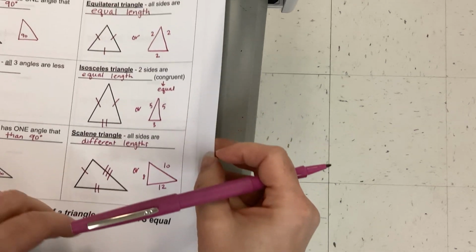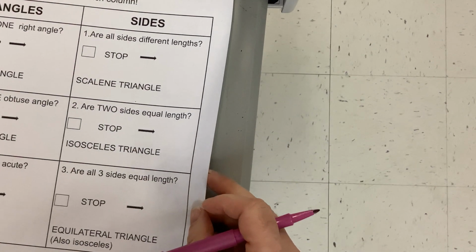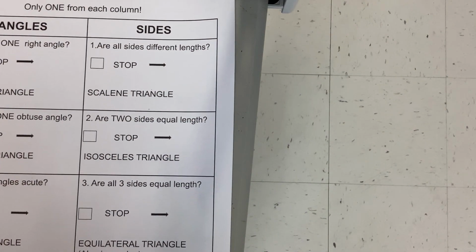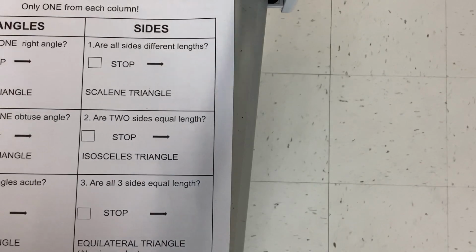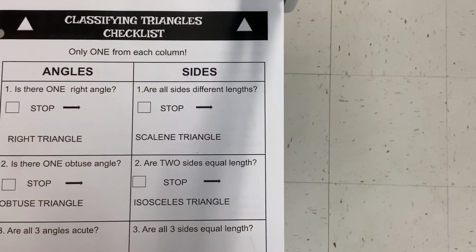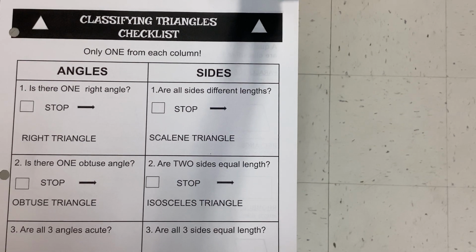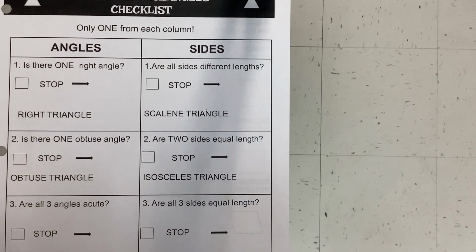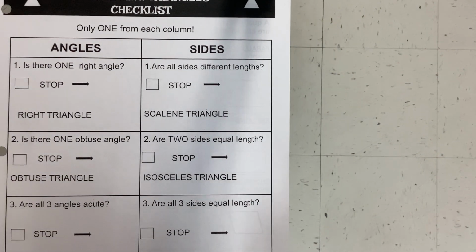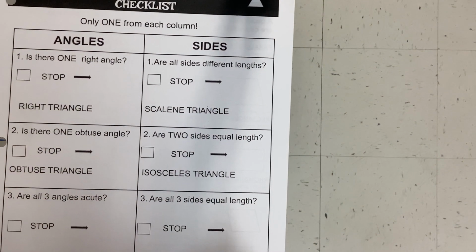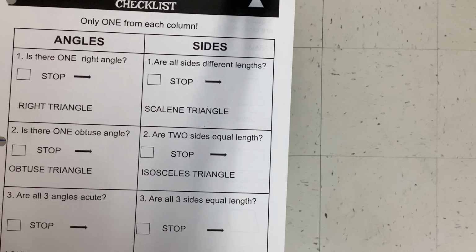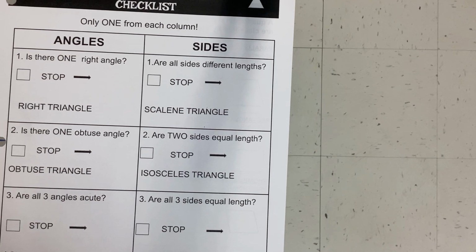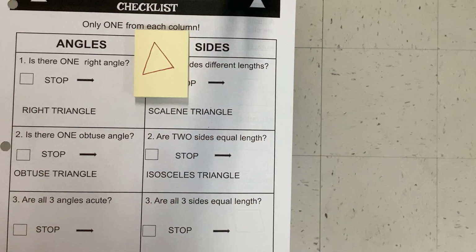Okay, so the next page of your journal notes is not really a notes page. This is page 5. It says Classifying Triangles Checklist. And this is more of a tool that you can use when you are classifying triangles. So you know that triangles have to be classified by sides and angles. So you can use this to decide what they are. And you can choose angles or sides, doesn't matter, whichever one. Let's say you're looking at a triangle figure that shows you something like this.